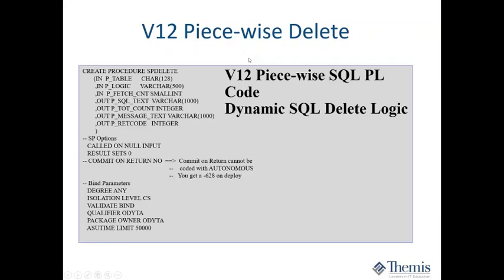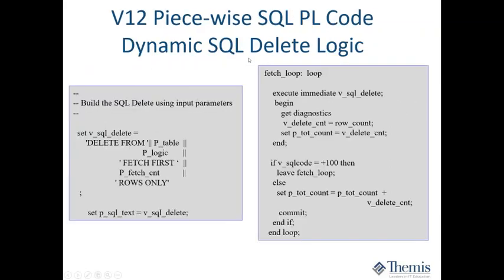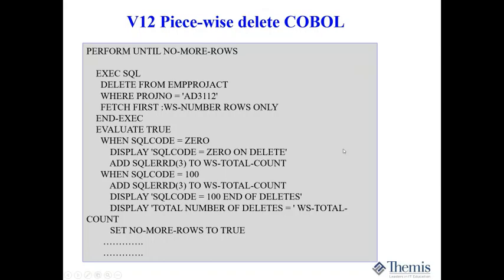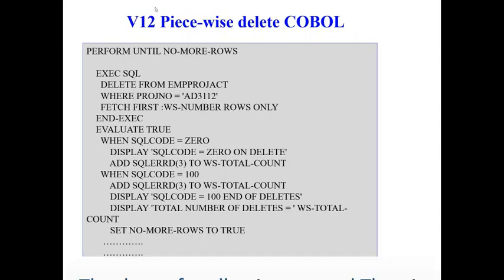I think the next couple of pages have a native stored procedure that's going to do it. They code up the delete and keep doing it until the SQL code comes back as a 100. Okay, that's in SQL PL, the native stored procedure language. Here's COBOL: perform until no more rows, do the deletes. Here we're doing the fetch first, parameterizing it with a host variable so that you could adjust it, doing a commit after each one, and then keep looping until you're done. They call that piecewise delete, and that's a feature of version 12.